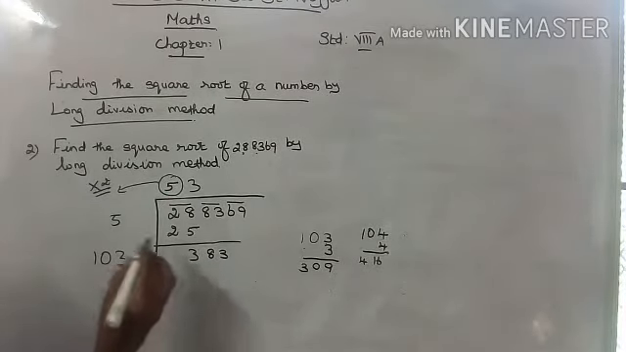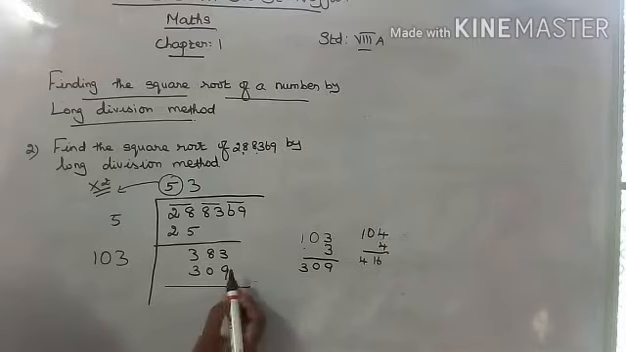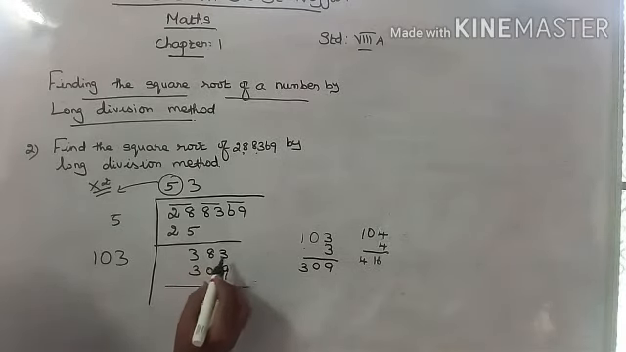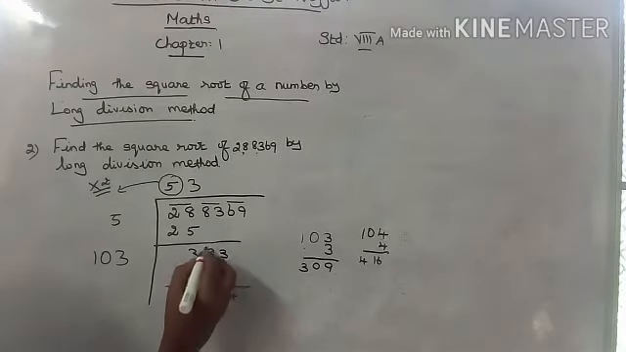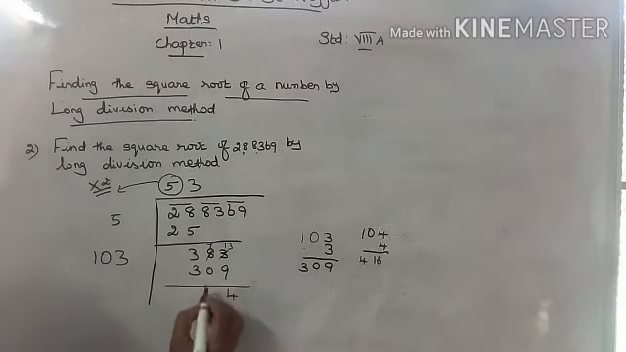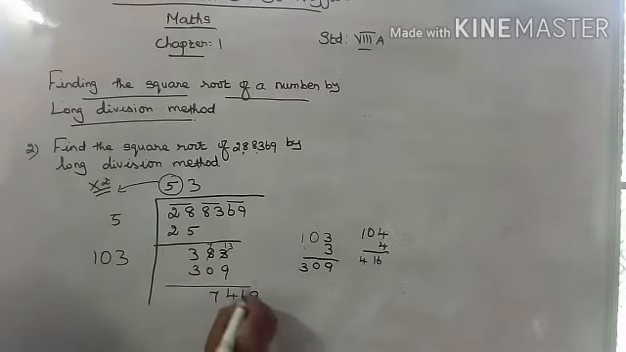So 103 into 3, we get 309. Find out the balance number. Take the subtraction: 13 minus 9 is 4. And here we get 7. Okay, this number is 13. So 7 minus 0 is 7. Again, bring down this 69.